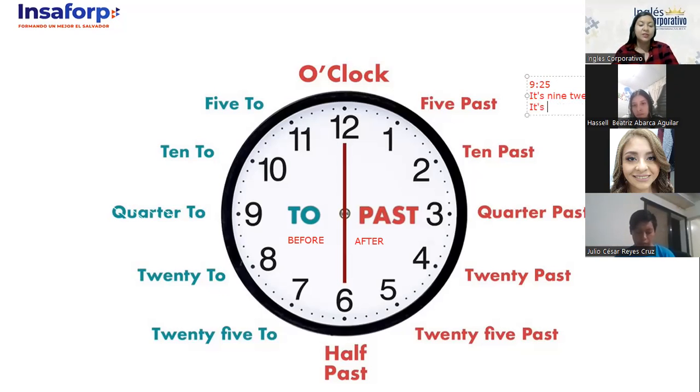Pero también podemos decir, it's 25 past 9. Or it's 25 after 9. De las dos maneras lo podemos decir. Okay? Now, in the other way, veamos que sea lo contrario.